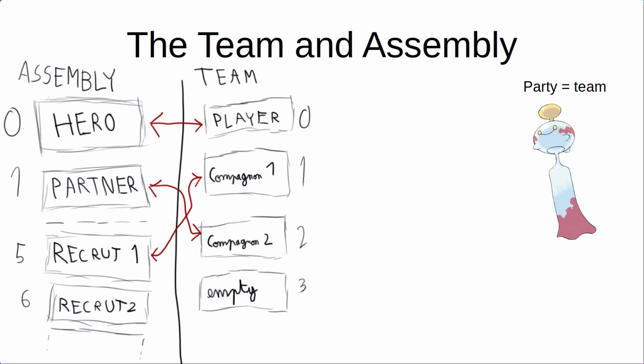As the player character needs to be at ID 0 in the assembly, you need to swap Pokémon to put them in this position when you want to change the player.